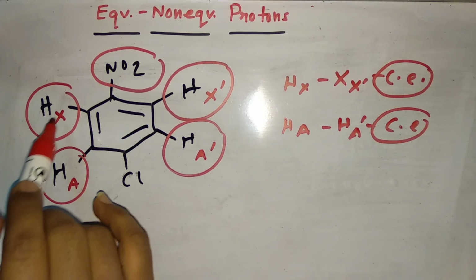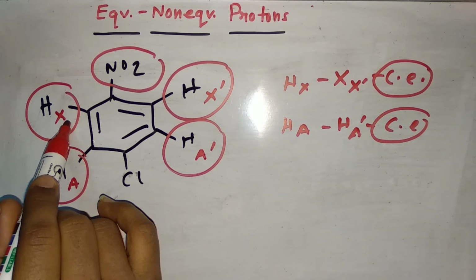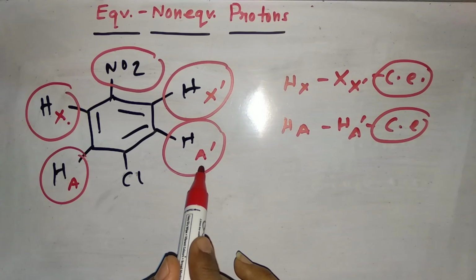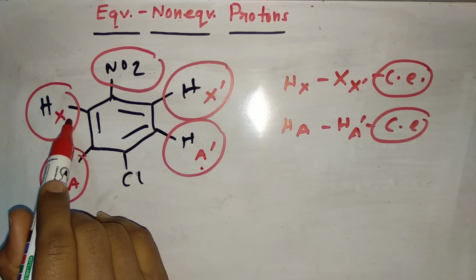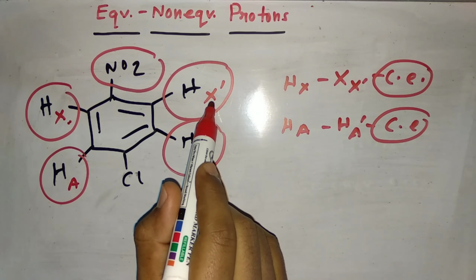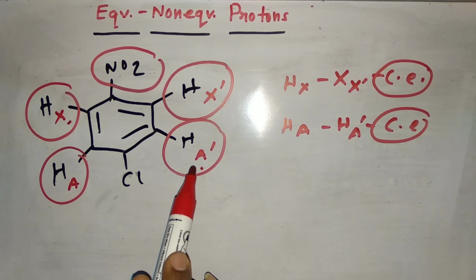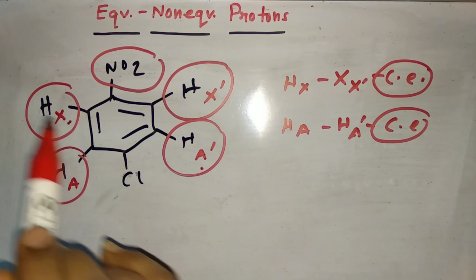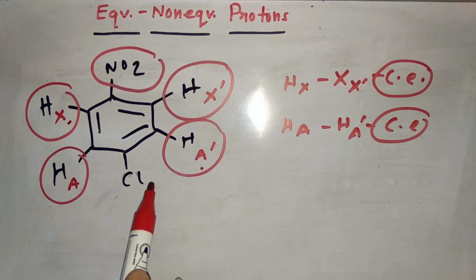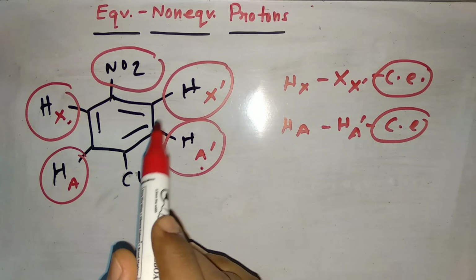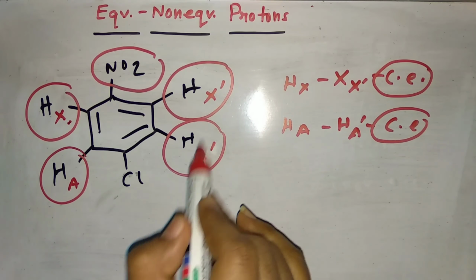Magnetic equivalence means HX interacts with HA prime, and HX also interacts with HX prime. So these two interactions may or may not be the same. What do you think? Because here is the NO2 group, here is the Cl group. Okay, so you can easily understand these two are not the same.